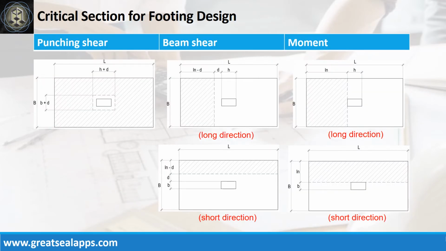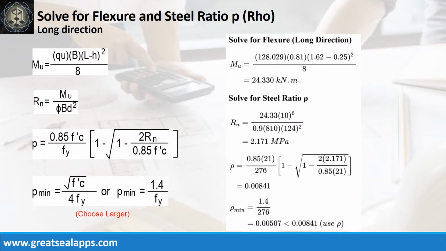Critical section diagrams for punching shear, beam shears, and moment evaluations. At long direction, given ultimate soil pressure equals 128.029 kPa, footing width equals 0.81 meter, footing length equals 1.62 meters, and column side equals 250 mm, the maximum moment is 24.33 kN·m.